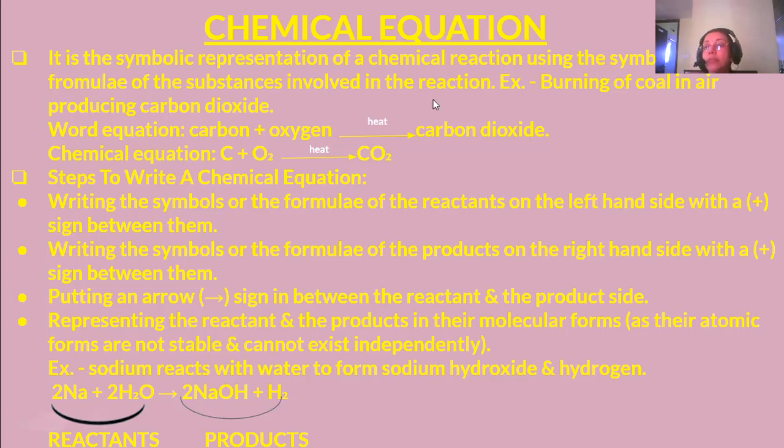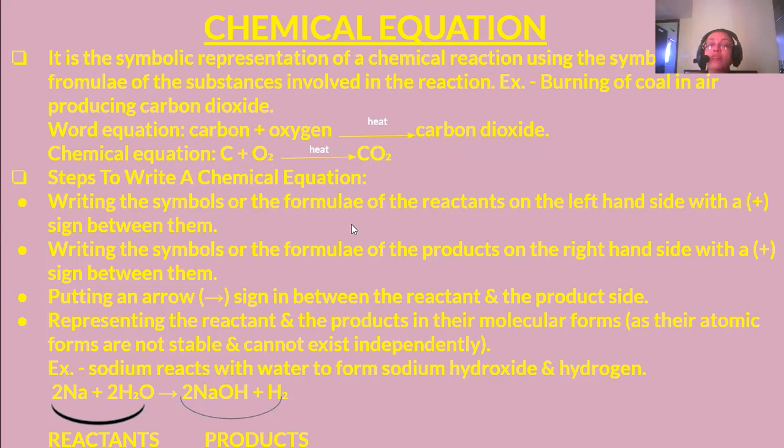For example, burning of coal in the air, which produces carbon dioxide. The word equation is coal, that means carbon, burning in air, that means burning in oxygen. So coal plus oxygen, in the presence of heat, as it is burning so heat is required, produces carbon dioxide. Symbolically, we can write C plus O2, in the presence of heat, becomes CO2.